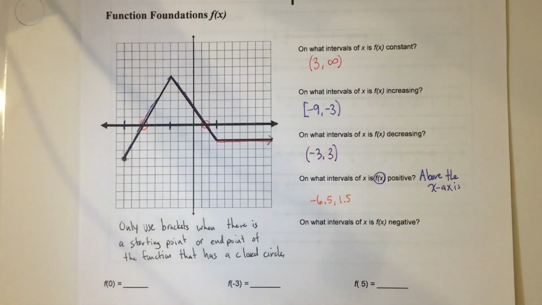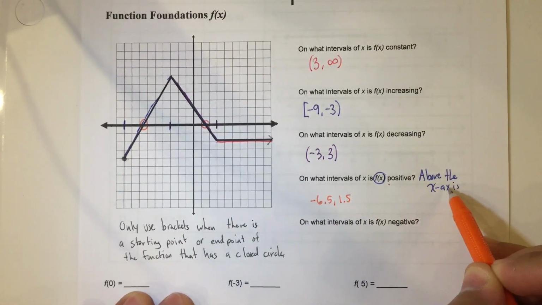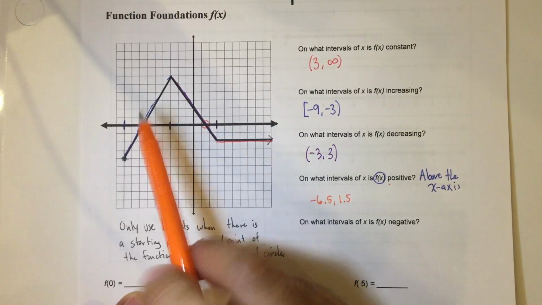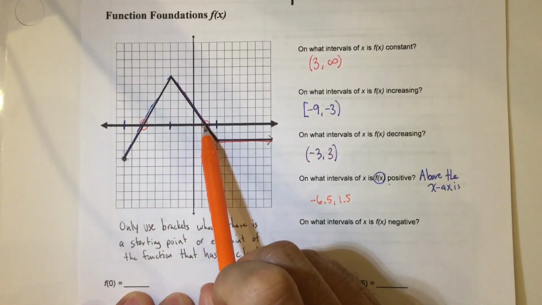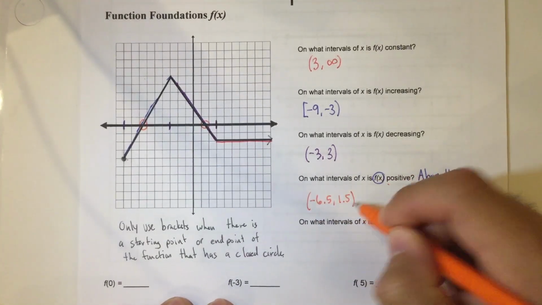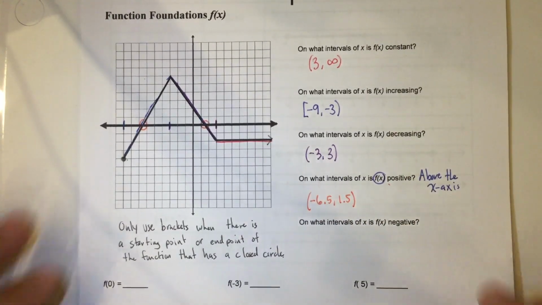Now, are those numbers included in terms of being positive, above the x-axis? And the answer is no, because this point right here falls on the x-axis, which we talked about being neutral, so it's not a part of positive or negative, and 1.5 for x does the same thing. So to show that these intervals are not included in our solution, we use parentheses to represent that it's not a part of the solution set.